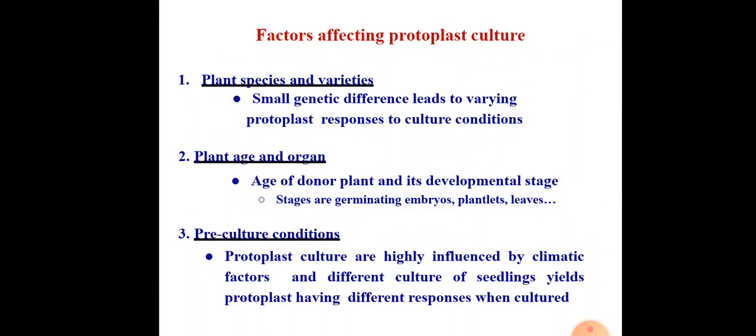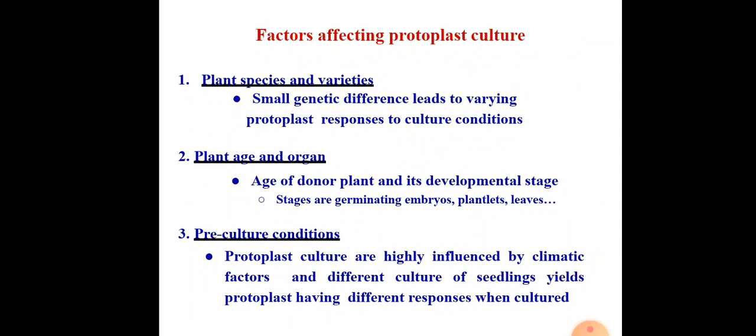Next, what are the factors influencing protoplast culture? One is plant species and varieties. It depends upon the plant variety and species in which somatic hybridization is done. Some genetic differences lead to varying protoplast responses to culture conditions. The second one is plant age and also organ: how old the plant is, and what organ we have taken for somatic hybridization.